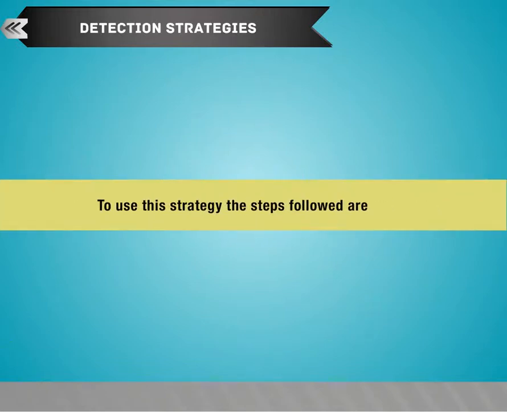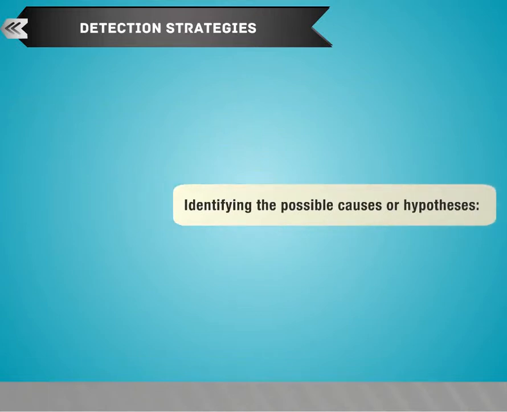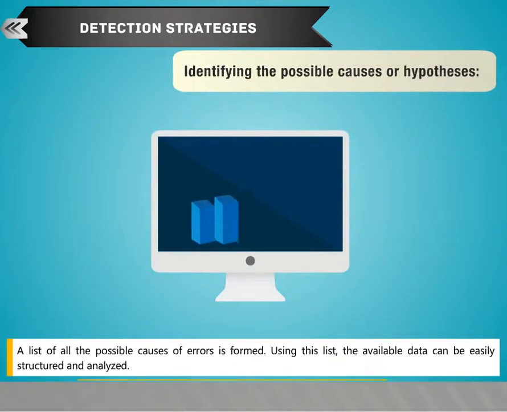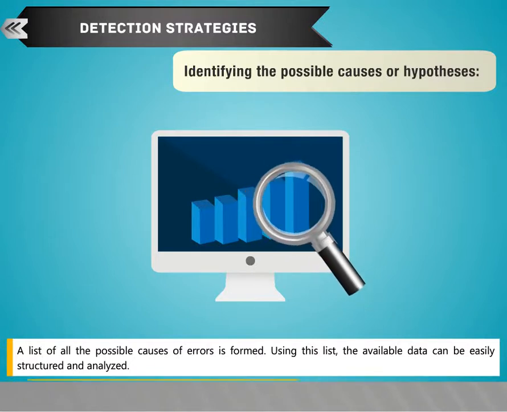To use this strategy, the steps followed are: identifying the possible causes or hypothesis. A list of all the possible causes of errors is formed. Using this list, the available data can be easily structured and analyzed.